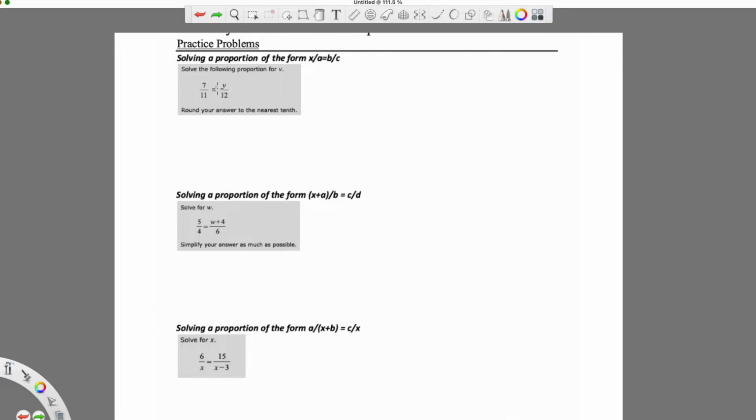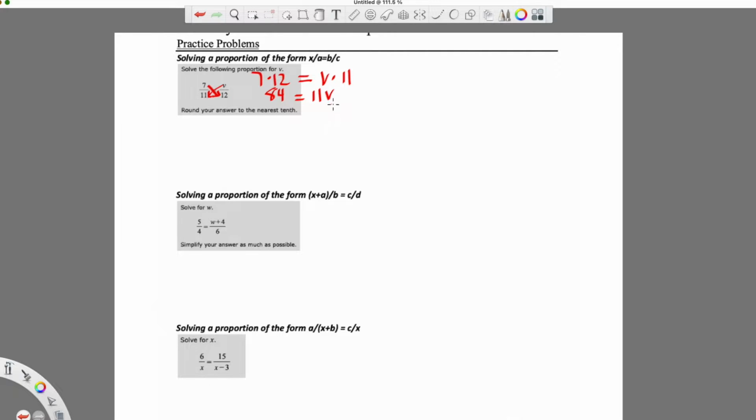So with these ones, this is just our basic form for a proportion. So we have a ratio equaling a ratio, or a fraction equaling a fraction. So we start to solve this just like we did in the last video. We're going to cross multiply. So we go 7 times 12, and that's going to equal our other cross multiplication of v times 11. So now we have 7 times 12, which we get 84, equals v times 11, we get 11v.